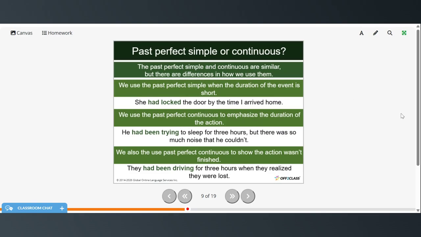So the past perfect simple and continuous are similar, but there are differences in how we use them. We use the past perfect simple when the duration of the event is short. She had locked the door by the time I arrived home. We use the past perfect continuous to emphasize the duration of the action. He had been trying to sleep for 3 hours, but there was so much noise that he couldn't. We also use the past perfect continuous to show the action wasn't finished. They had been driving for 3 hours when they realized they were lost.